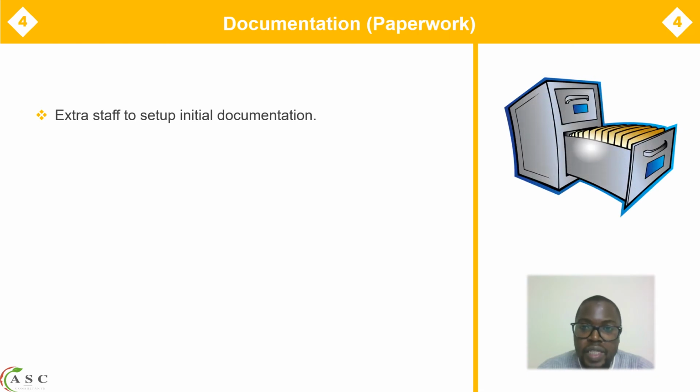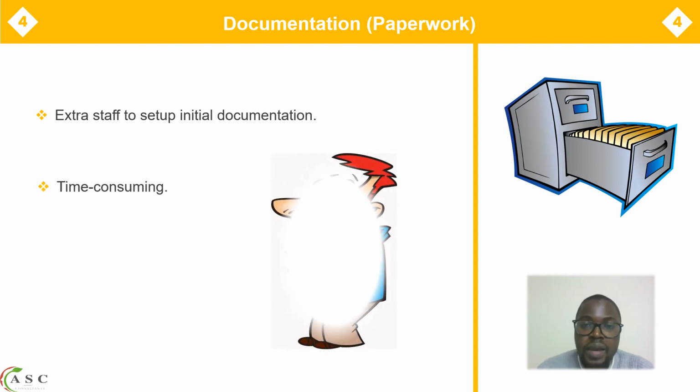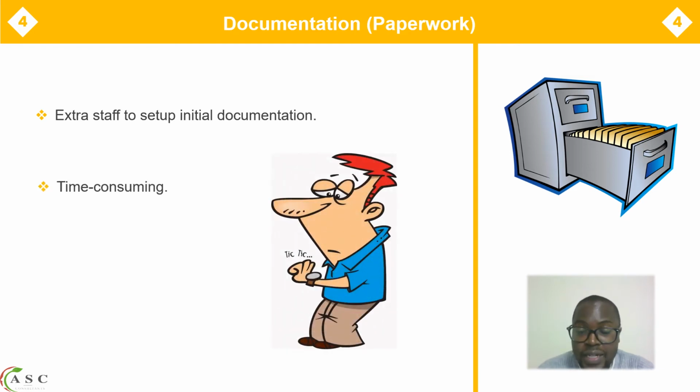Documentation or paperwork is part and parcel of any food safety management system that you want to implement. Some organizations use a paperless system, but you still need somebody who is going to be allocated the responsibility to set up your initial documentation, to run and verify those documents, and to file them accordingly. So that can be very time consuming. Make sure that you have an allocated staff member who does exactly that.